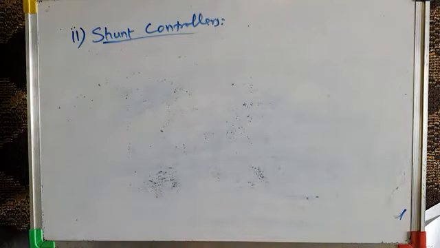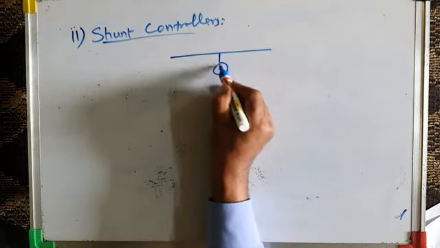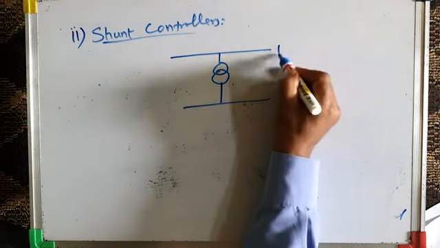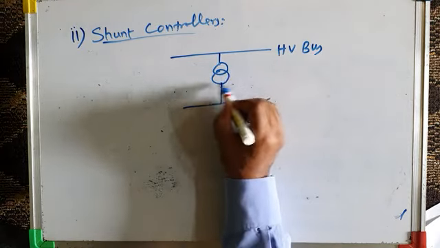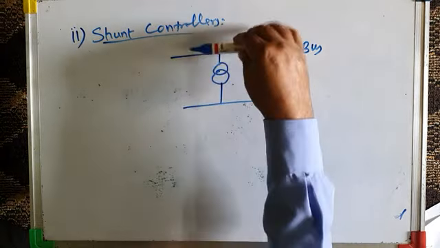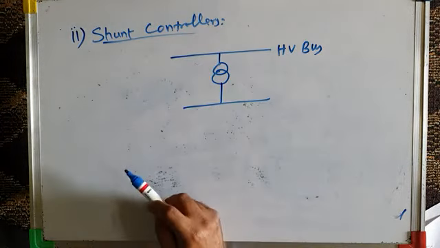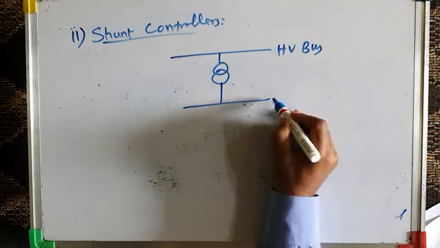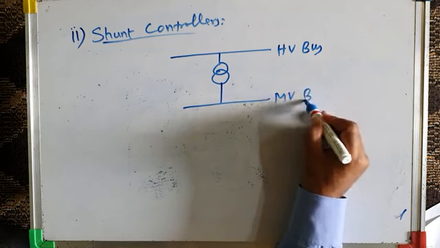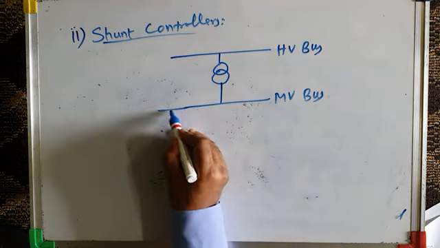The first type of shunt FACTS controller that I have written here is SVC, the static var compensator. The static var compensator looks like this. We have a high voltage bus, the transmission line, and with the help of this transformer, if you move in this direction, it is a step down transformer. If you move in this direction, it is a step up transformer. So with the help of this transformer, you are stepping down this high voltage into medium voltage, and you are creating a medium voltage bus. And then to this medium voltage bus, you are connecting various components like this.